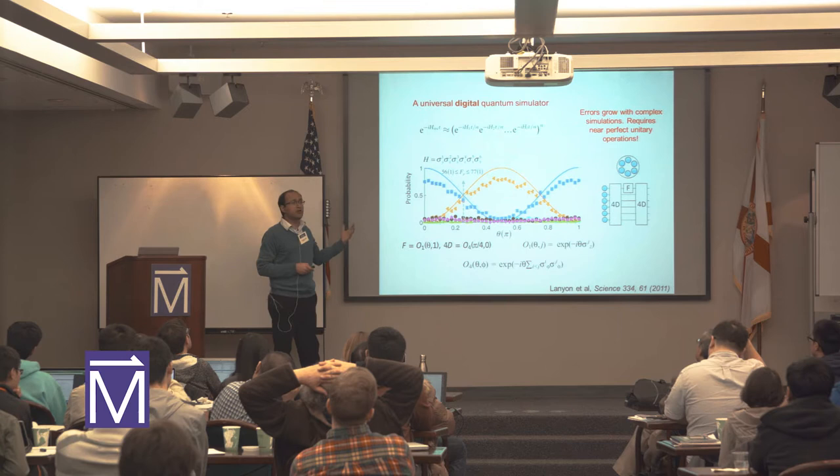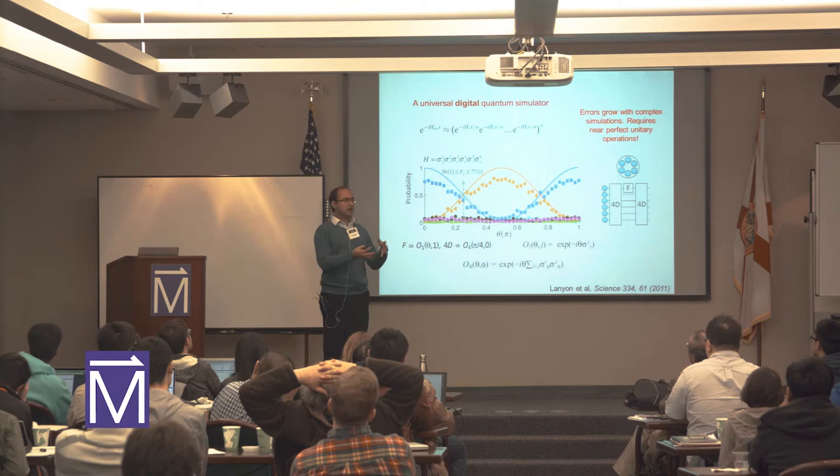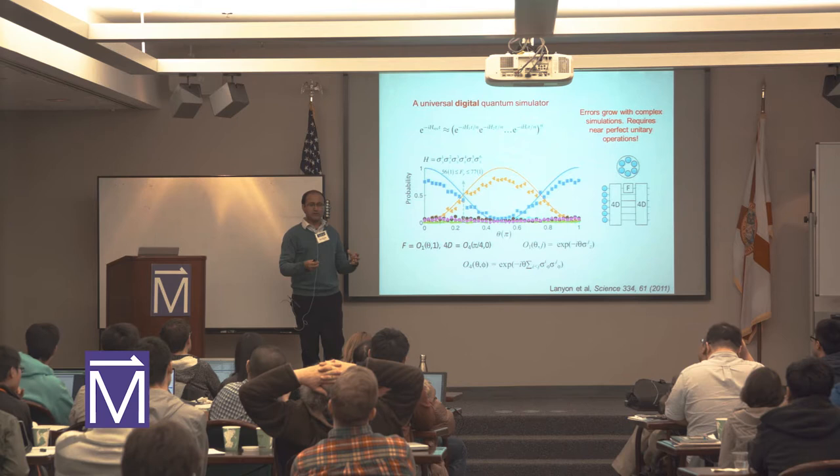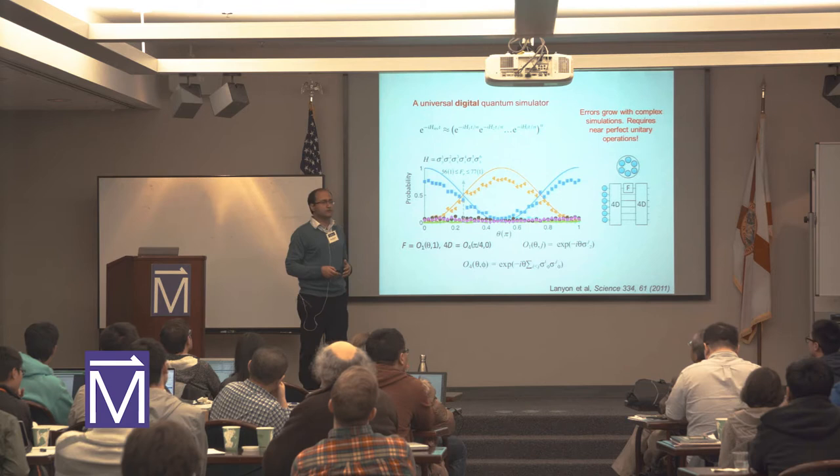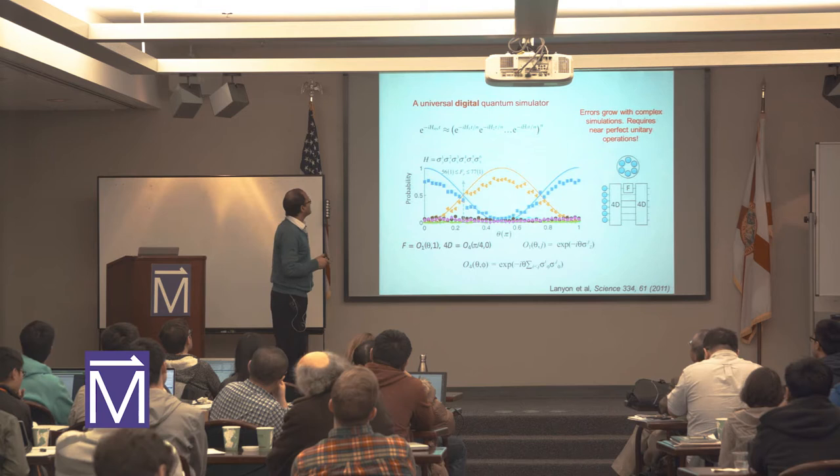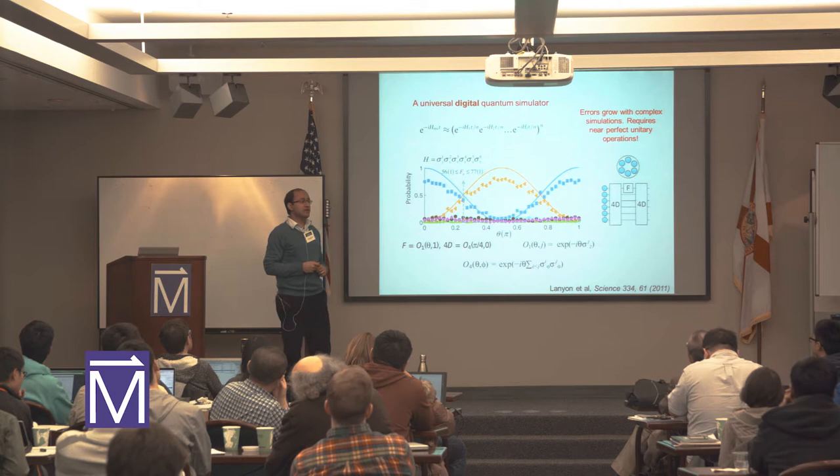So the point is, if we want to simulate some quantum Hamiltonian by a quantum system, what we do is we create a bunch of local Hamiltonians involving one-particle fields and two-particle interactions and so forth, and then switch on and off very fast. So this is the basic idea of what is known as a digital quantum simulator, a universal digital quantum simulator, which can also perform as a quantum computer.